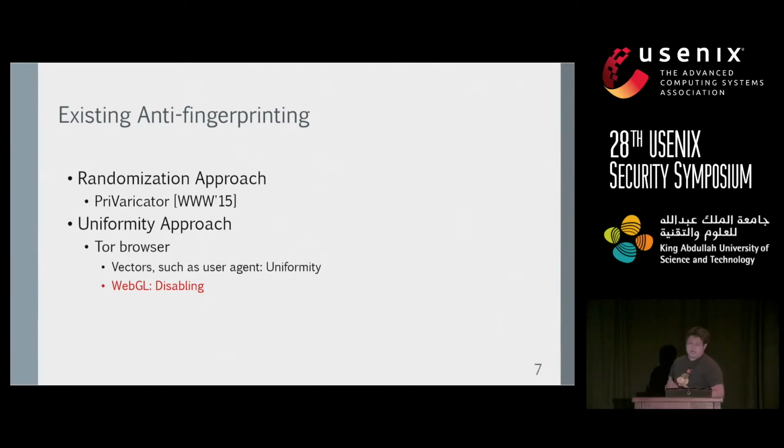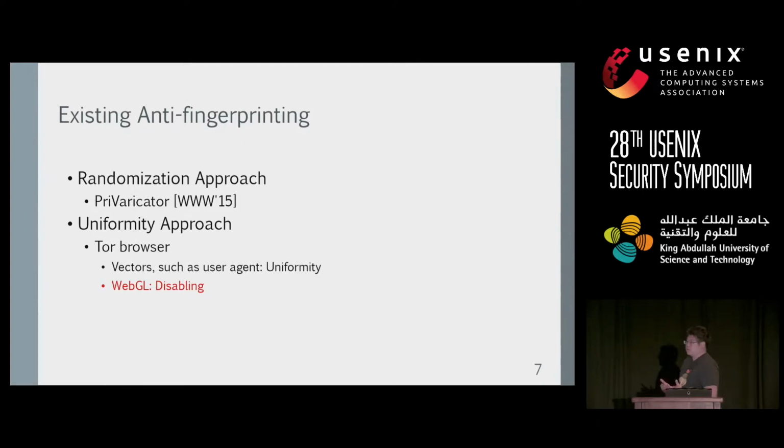For now, there are two existing types of anti-fingerprinting approaches. The first type is the randomization approach. A paper published at The Web Conference 2020 provides a system named FPRandom. The limitation of this approach is that if an attacker collects more data, they can filter out the randomization part and get the real data. And the second way is the uniformity approach.